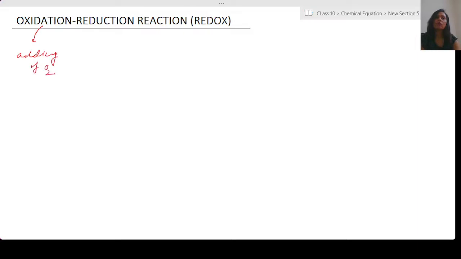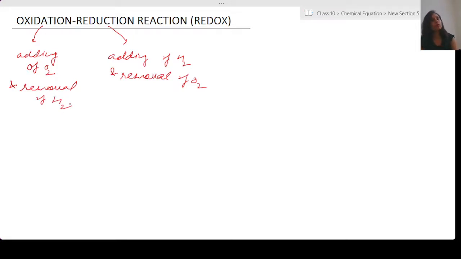Adding of O2. Okay, opposite is reduction. Reduction is actually adding of H2 and removal of O2. Okay, similarly here also you can write it is adding of O2 and removal of H2.